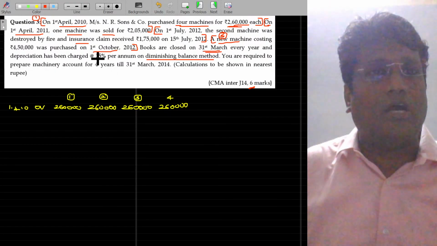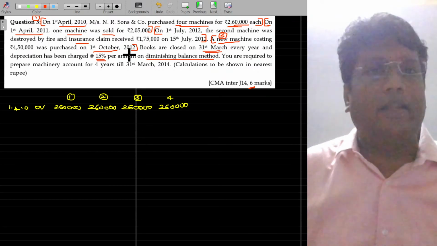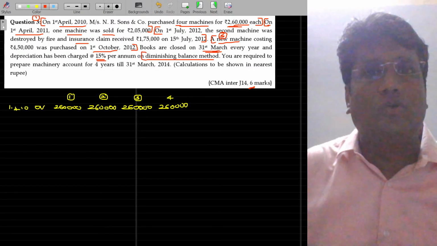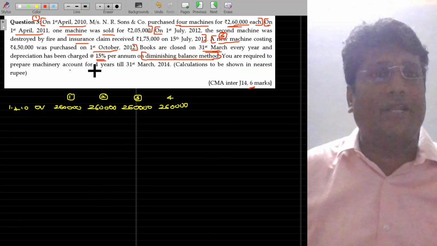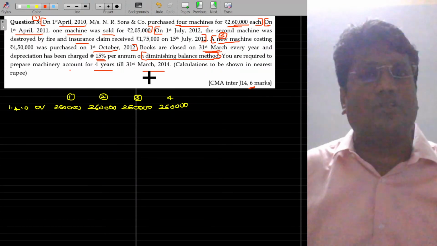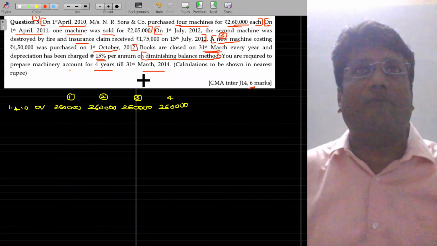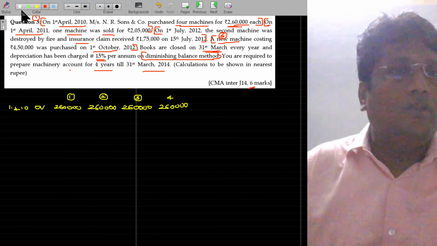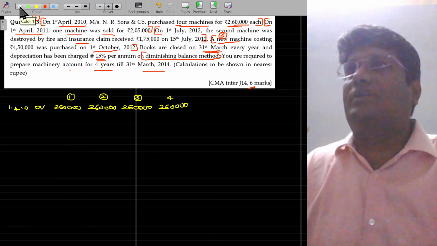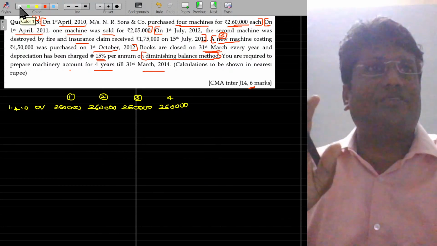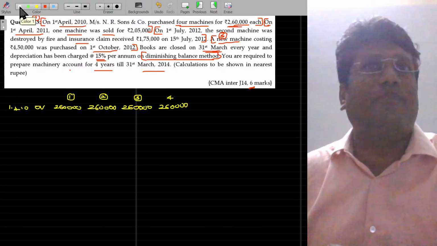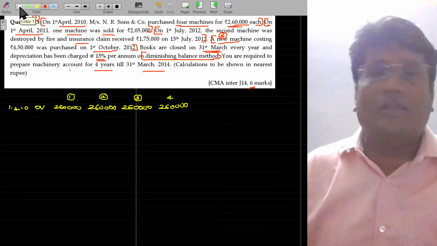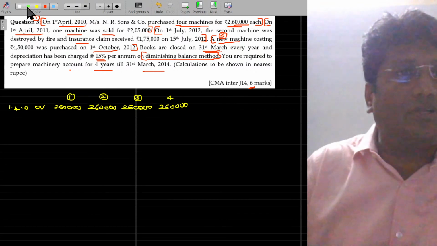Depreciation has been charged at the rate of 15% per annum under the diminishing balance method, so we have to provide the depreciation under the diminishing balance method. You are required to prepare the machinery account for 4 years till 31st March 2014. Now, year after year, I am going to work this out. In 2010-11, the very first year, only purchases happen. There is no sale or additional purchase. For these assets, now I am going to provide the depreciation.